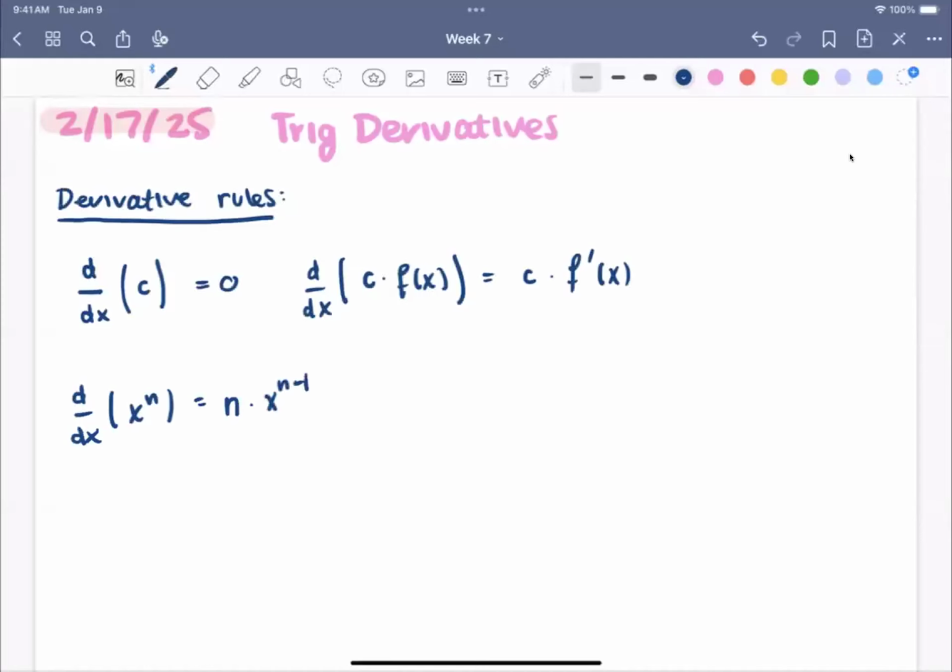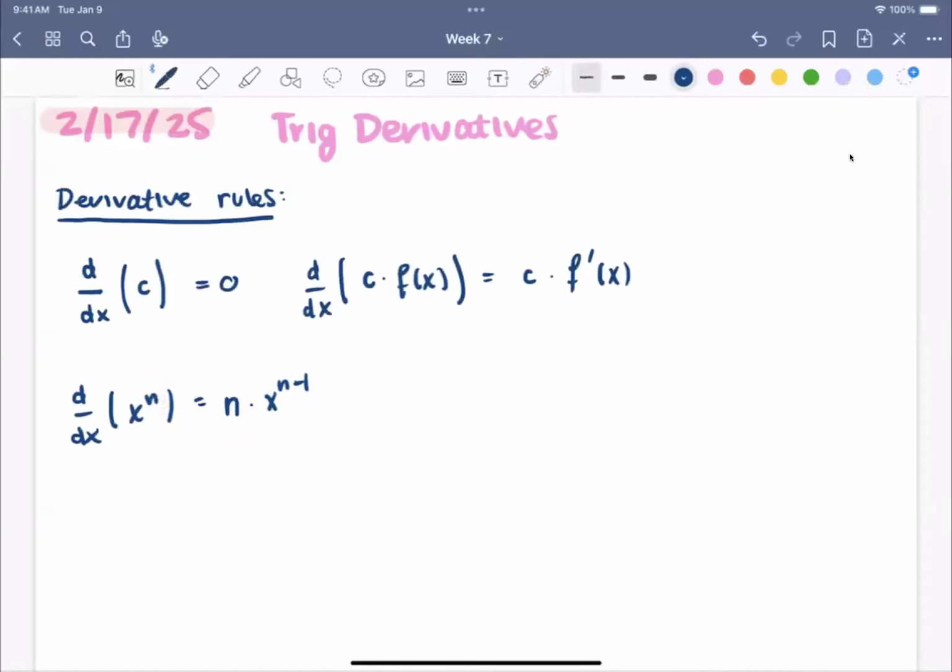And we only proved this for positive whole numbers n, but it in fact works for any number. So for example, if I wanted to put in 1/2 here, this rule would still work. So you would get 1/2 x to the 1/2 minus 1, which is minus 1/2, just as an example. So you can use this rule with any number n.